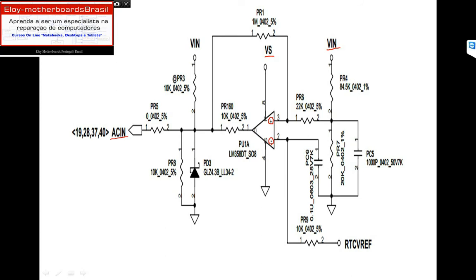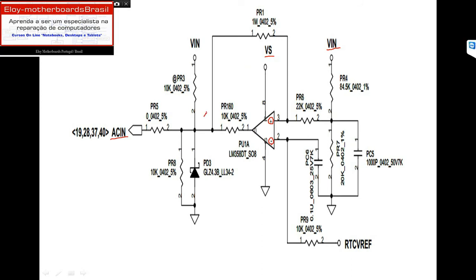Pin 2, the minus pin, means the inverted pin. This comparator will compare values. When the voltage on pin number 3 is bigger than on pin number 2, we will have voltage on pin number 1.